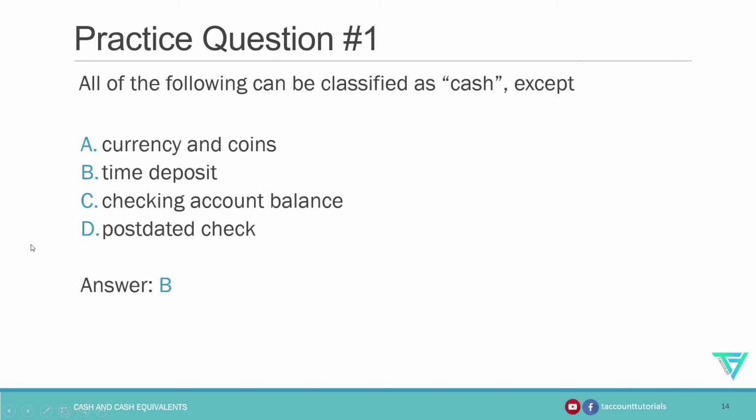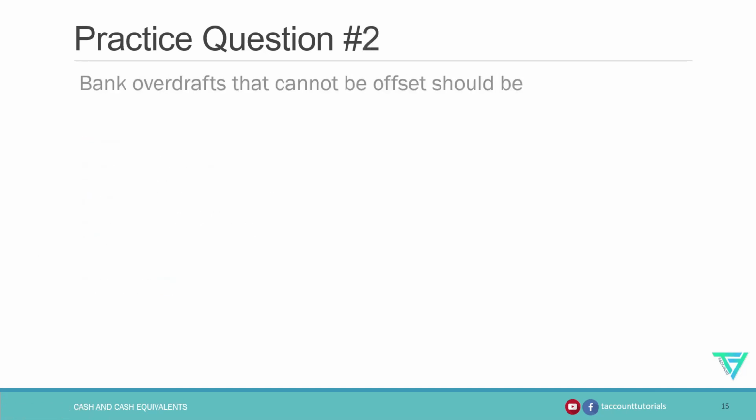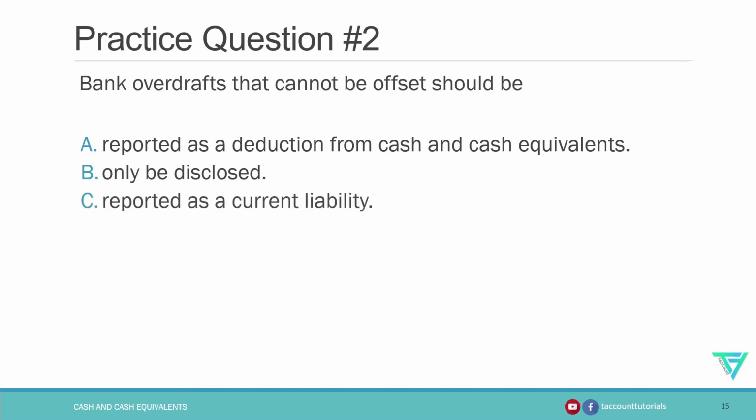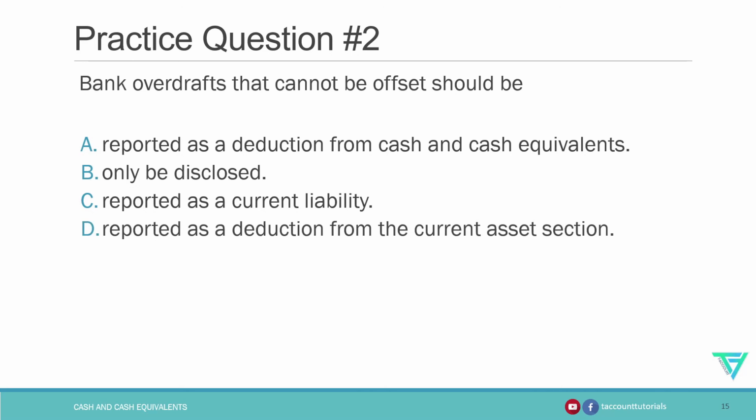Let's proceed to the next question. Bank overdrafts that cannot be offset should be: letter A, reported as a deduction from cash and cash equivalents; letter B, only be disclosed; letter C, reported as a current liability; letter D, reported as a deduction from the current asset section. Choice D here is not the correct answer, obviously, because there's no such rule.